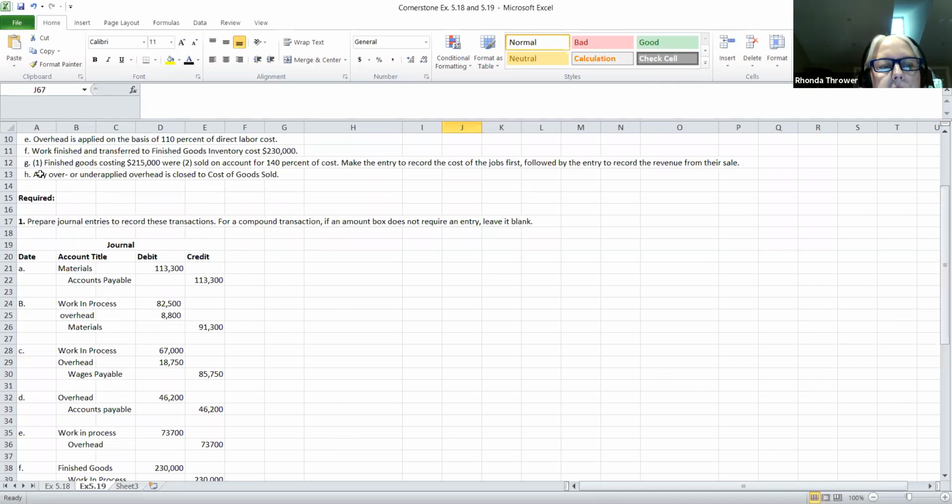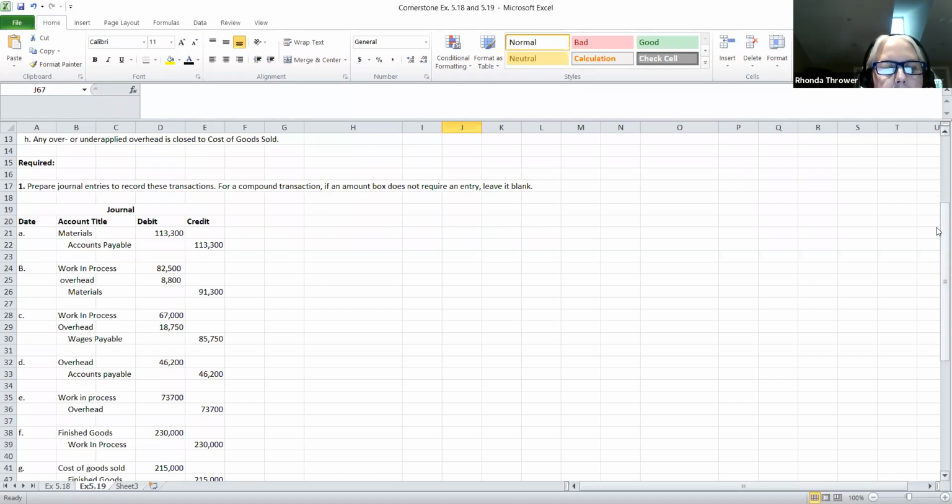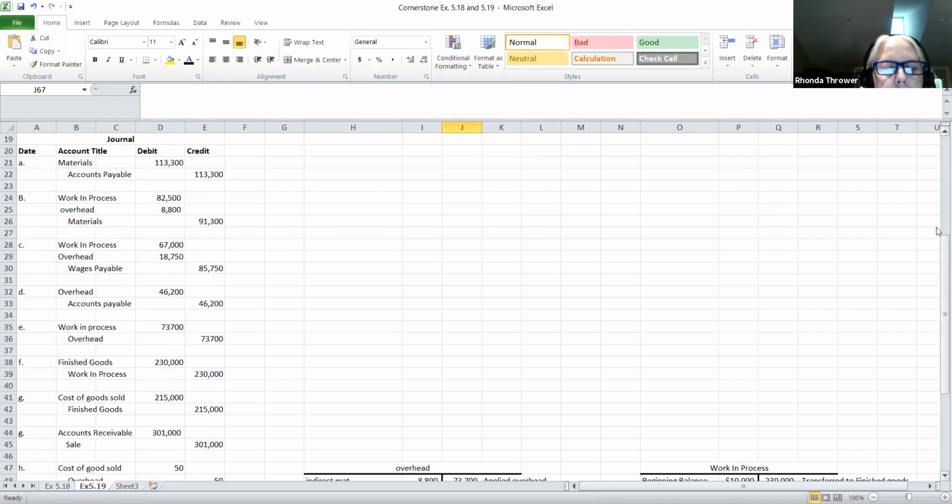And in G, it says finished goods costing $215,000 were sold on account at 140% of cost. And they want you to make the journal entry to record the cost of the jobs first, and then followed by the revenue from the sale. So again, the transaction for G is kind of backwards. But there are 2 journal entries that you would make.